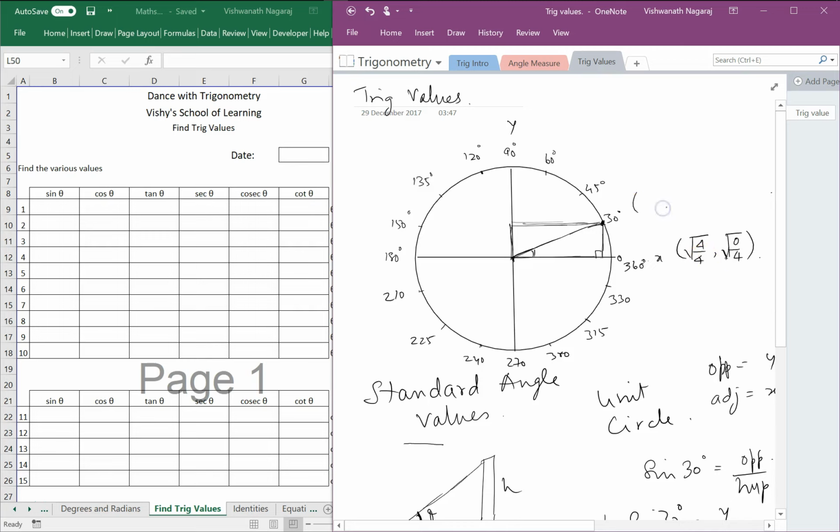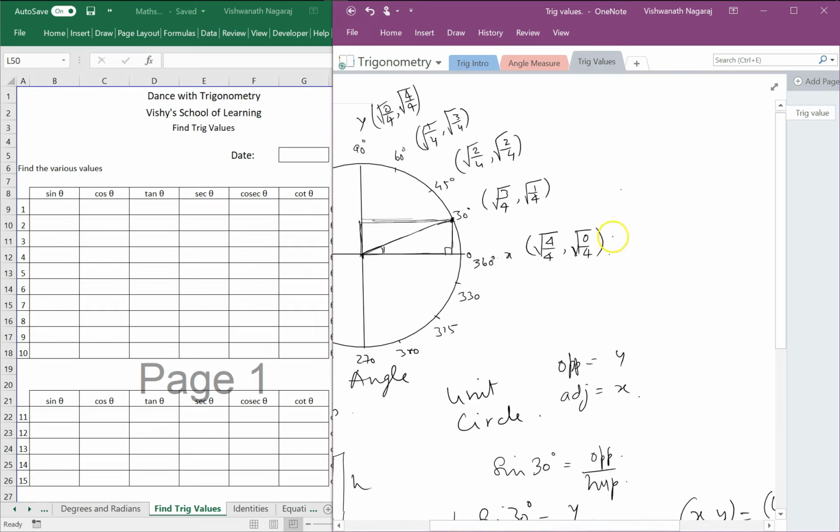Now here reduce it, keep reducing it, 3 by 4 comma 1 by 4, increase this, so this becomes 2 by 4 comma 2 by 4, this becomes 1 by 4 comma 3 by 4, and this becomes 0 by 4 comma 4 by 4. Yes, okay. If you simplify this, what does it become?